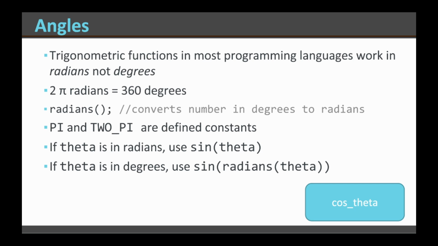Review: 2 pi radians is 360 degrees. 1 pi is 180, or just pi is 180. There are a few constants for us. There's PI and TWO_PI. Those are values that you can just use. That'll give you the highest resolution pi and multiples of pi values to use.